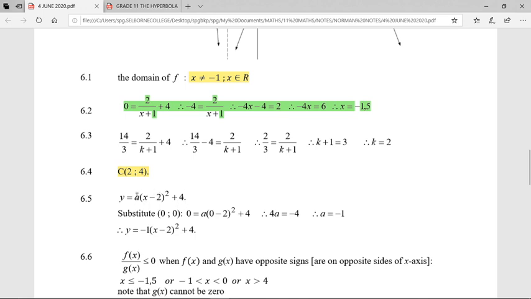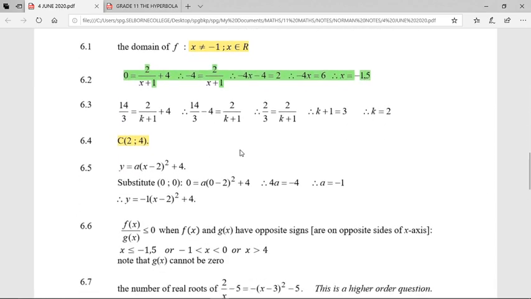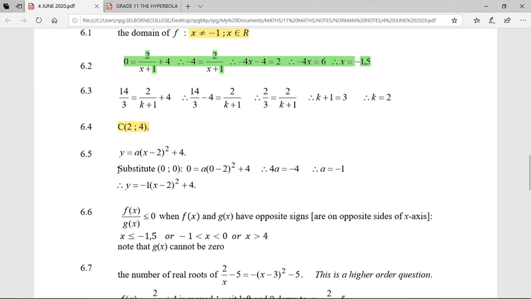We still do not know the value of a. We know that a is going to be negative because it's a sad parabola we got here, but we need to work it out. So we substitute in another point. The other point we have on the parabola is the point 0 and 0, the origin. So 0 is equal to a, brackets 0 minus 2 all squared plus 4. So 4a is equal to -4, making a -1.